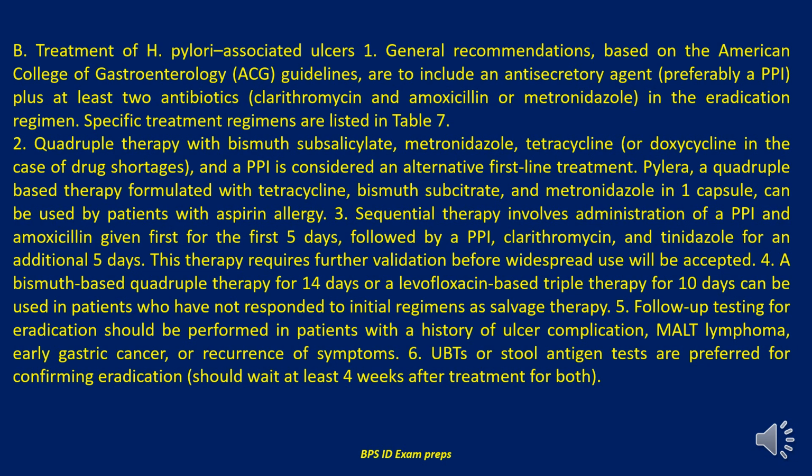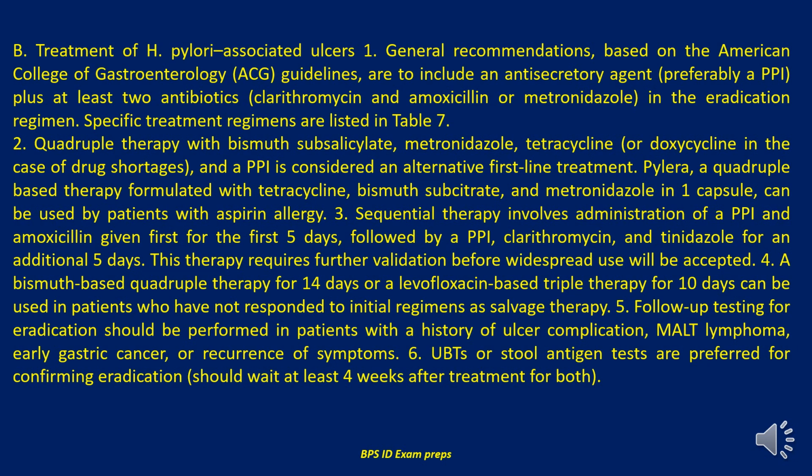Specific treatment regimens are listed in Table 7. 2. Quadruple therapy with bismuth subsalicylate, metronidazole, tetracycline, or doxycycline in the case of drug shortages, and a PPI is considered an alternative first-line treatment. Pylera, a quadruple-based therapy formulated with tetracycline, bismuth subcitrate, and metronidazole in 1 capsule, can be used by patients with aspirin allergy.